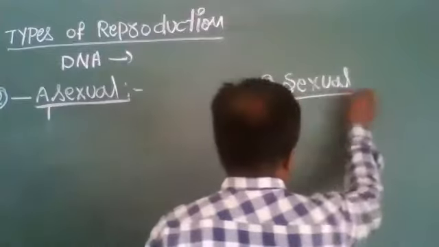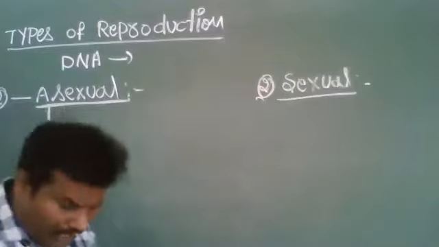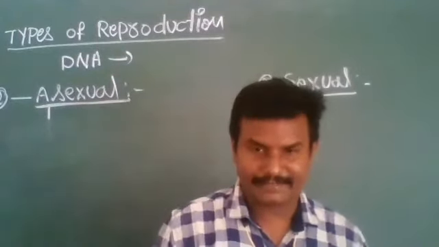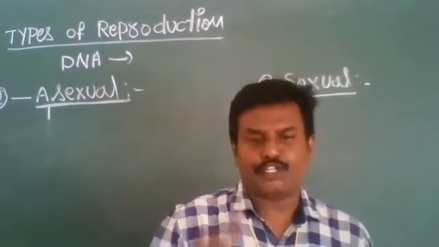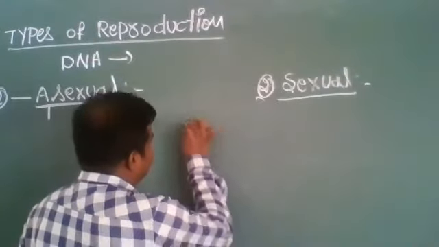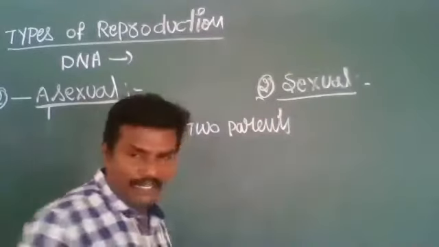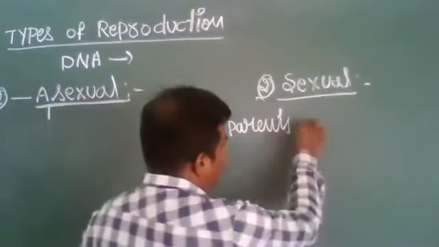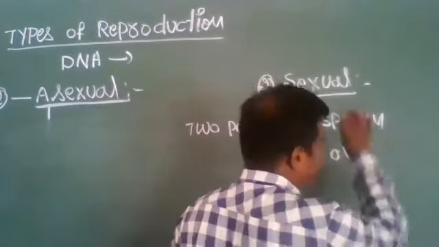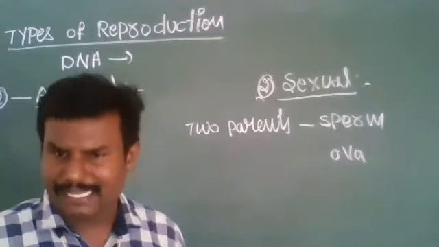sexual reproduction. Sexual reproduction is the production of offspring from two parents. In sexual reproduction, two parents are involved. It is the production of offspring in which two parents are involved.